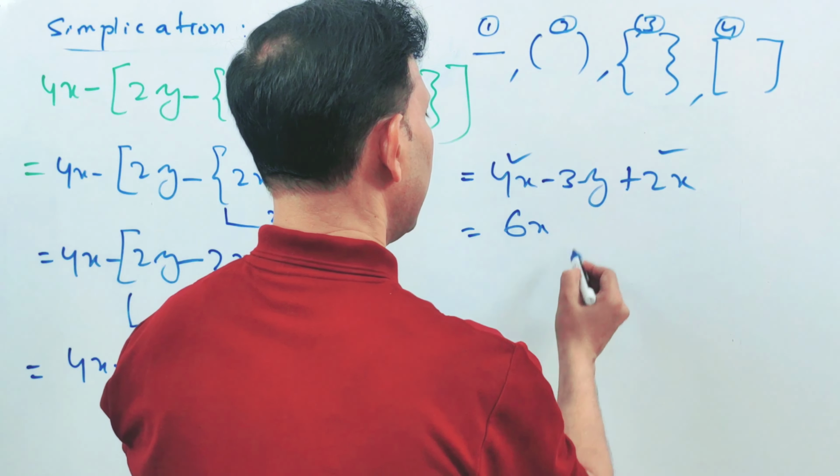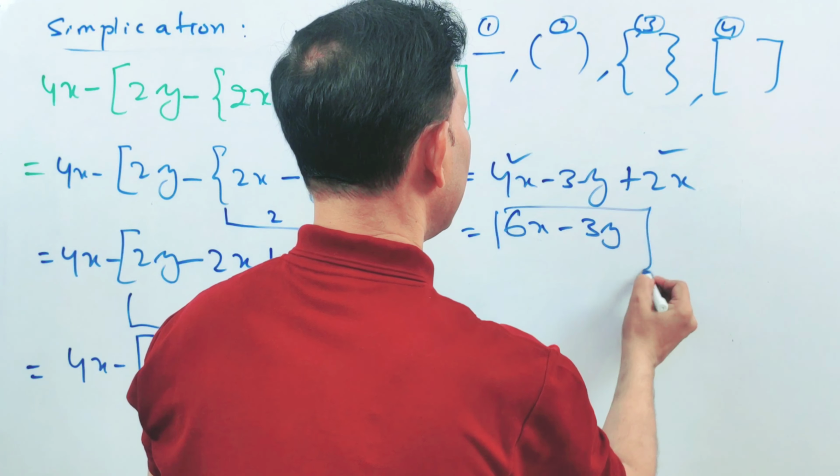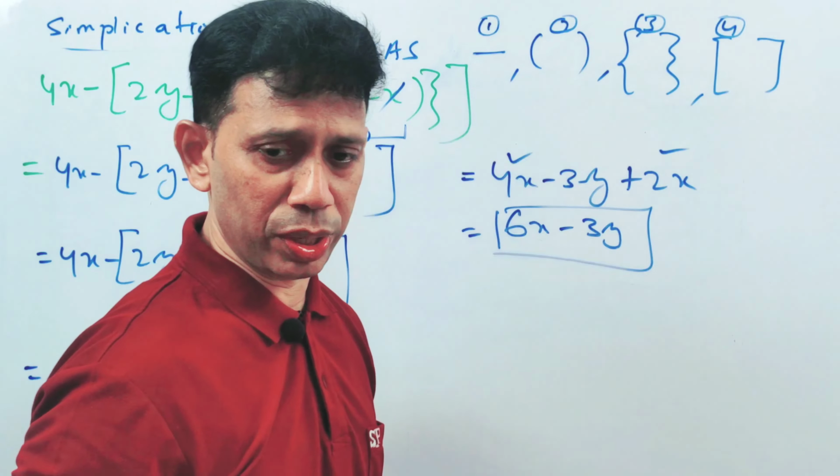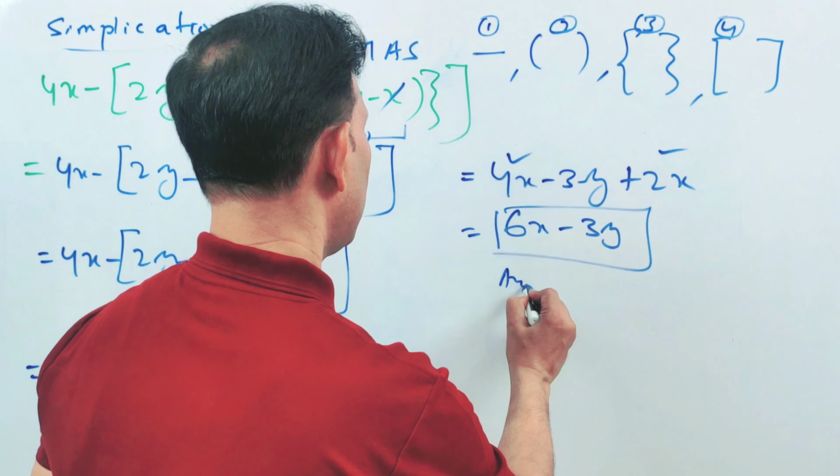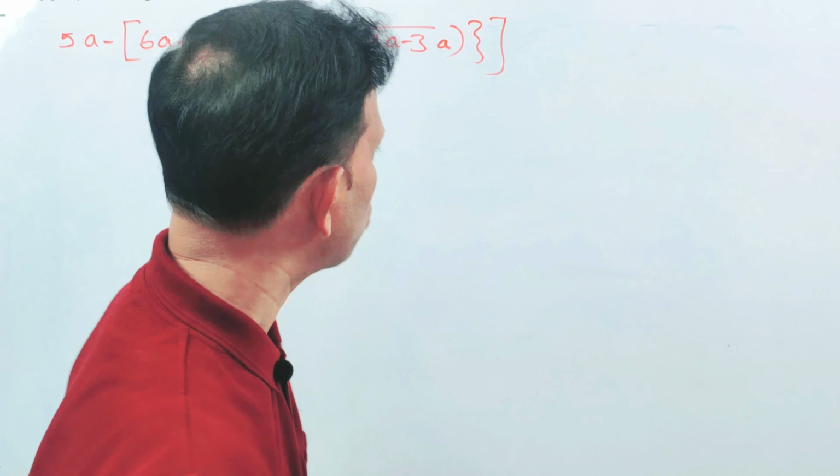So it is 6x and minus 3y. This is the final answer, and you cannot do anything more here. So this is the final answer you have got. So understood, dear students? So the next question we will solve here.